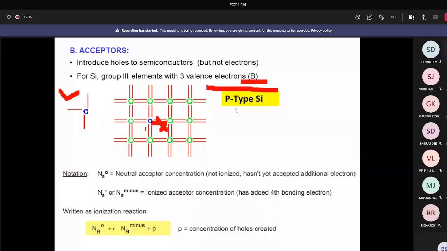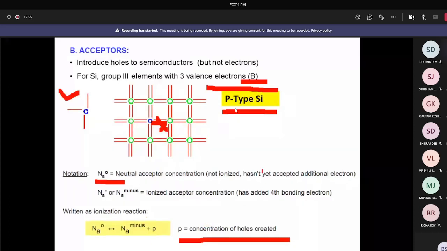So there will be a shortage of electrons, which means holes will be generated. If the holes are generated, then we can say this is p-type, with holes as the majority carriers. Same thing, Na0 is the neutral acceptor concentration. Then it will be ionized to Na minus plus P, the concentration of holes that will be created. As holes are generated by the doping, the majority carriers will be your holes.